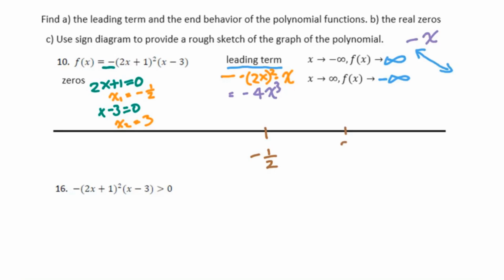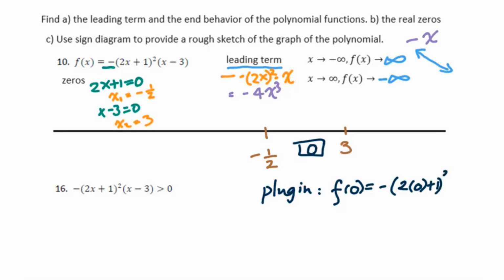Now we label -1/2 and 3. Then we choose a special number. Let's just choose 0. Then we plug in the special number. F of 0 equals -2 times 0 plus 1 squared, times 0 minus 3. This is a negative sign going down. This factor is a positive, and this factor is negative. Therefore, we get a positive. So this interval is positive.